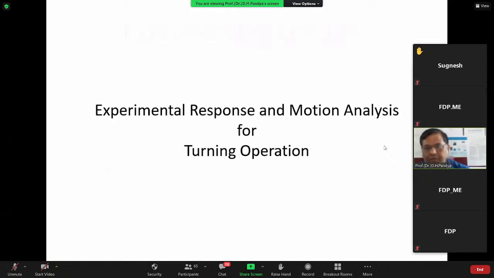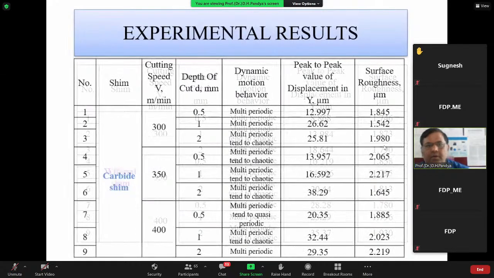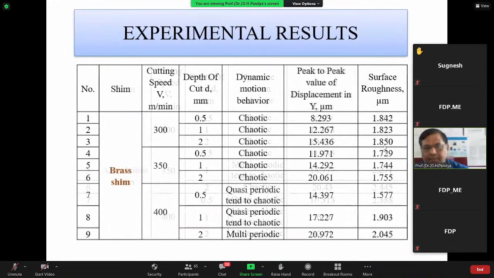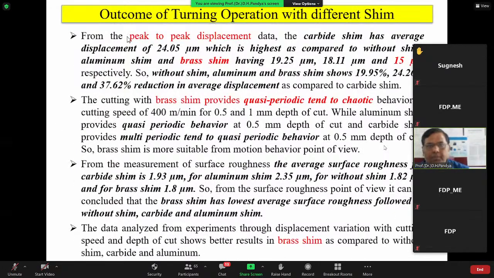Motion analysis of the turning operation has been carried out without SIM, carbide SIM, aluminum SIM, and brass SIM, and the outcome is that in peak-to-peak displacement, brass SIM is better as compared to all. In motion, brass SIM provides quasi-periodic to chaotic motion. Even that is supported by the surface roughness. In surface roughness, the brass SIM average is 1.8 micron, while the others have higher values of surface roughness. So on the basis of all this experimentally, we can say that the brass SIM is better as compared to the carbide SIM in turning operation.